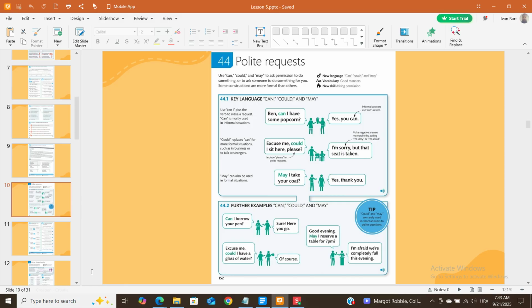"Yes, you can." Informal answers use can as well. Make negative answers more polite by adding "I'm sorry" or "I'm afraid." "I'm sorry, but that seat is taken." May can also be used in formal situations. "May I take your coat?" "Yes, thank you."